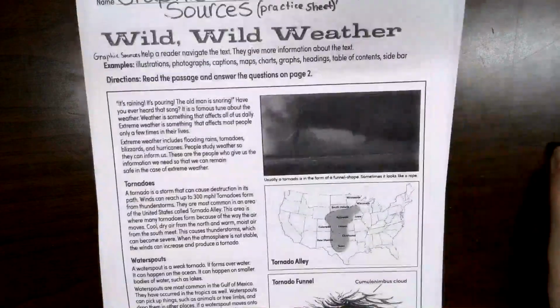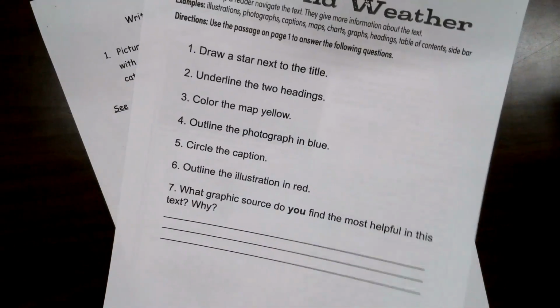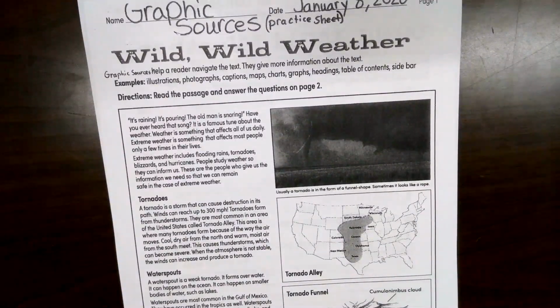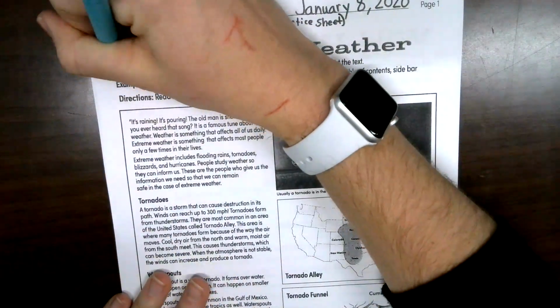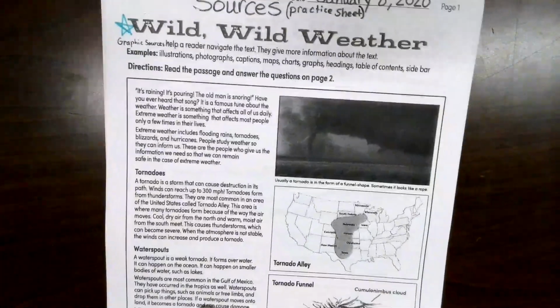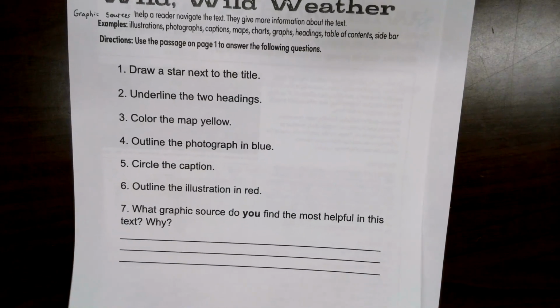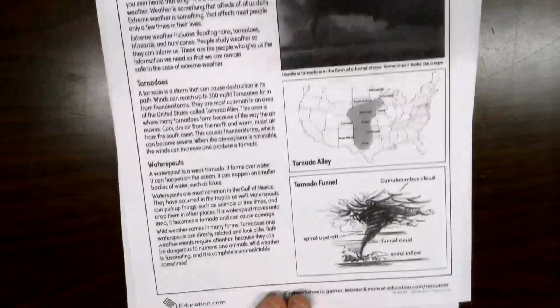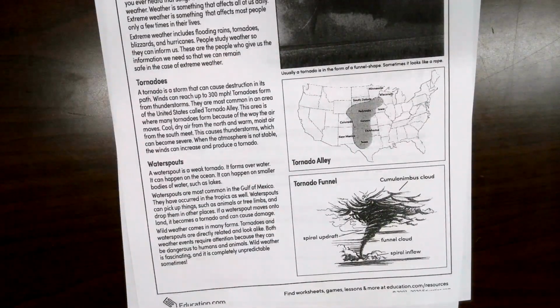A picture. Okay. Number 1, draw a star next to the title. So where is the title of our story? Right up here. Wild, Wild Weather. So draw a star next to it. Number 2. Underline the 2 headings. These are bolded above paragraphs. Do you see our 2 bolded words above paragraphs? Underline them.